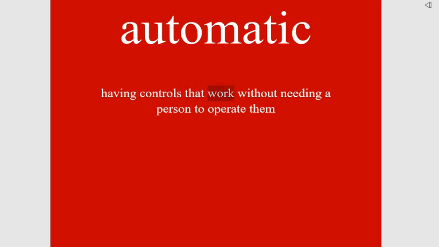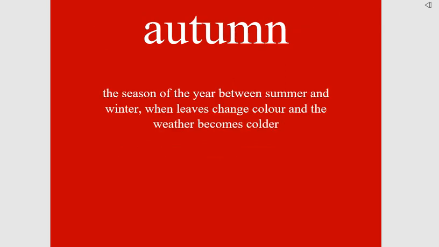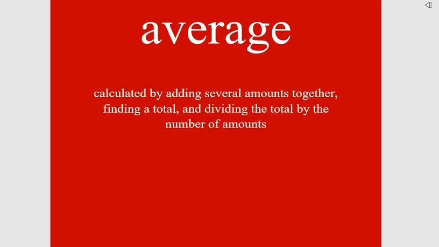Having controls that work without needing a person to operate them. Automatically. Without needing a person to operate controls. Autumn. The season of the year between summer and winter, when leaves change color and the weather becomes colder. Available. That you can get, buy, or find. Average. Calculated by adding several amounts together, finding a total, and dividing the total by the number of amounts.